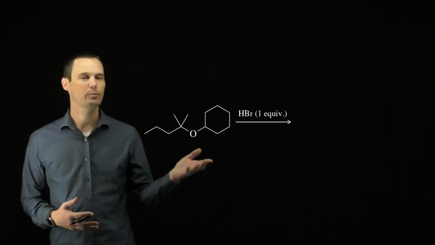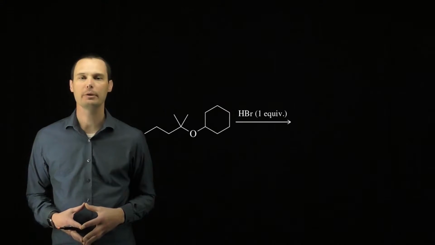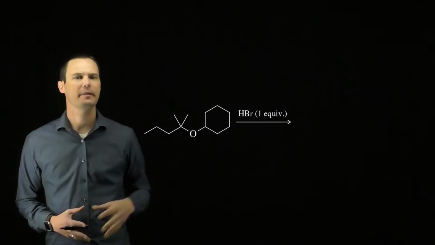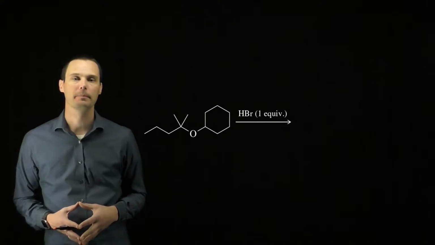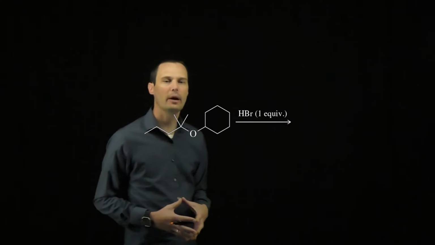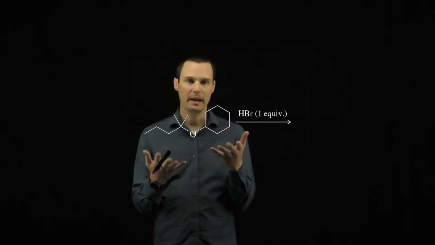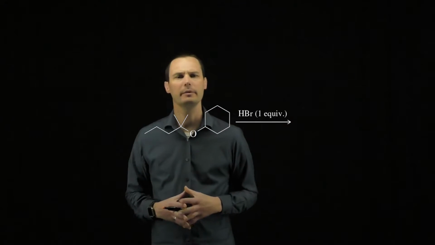This question asks us to predict the product of this starting material reacting with HBr. We need to be careful here because we're specified that we're only using one equivalent of HBr. So we're going to get an alcohol and a haloalkane as the product. Which side will be the alcohol, which side will be the haloalkane? That's what we need to be careful about.